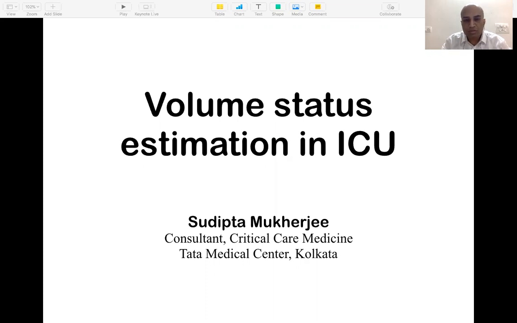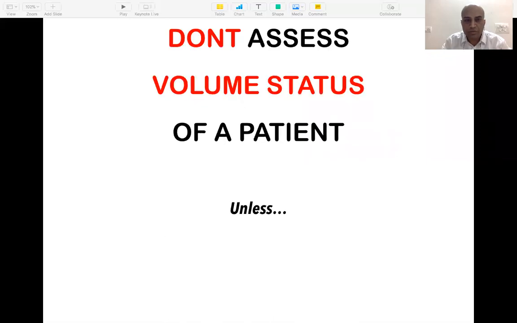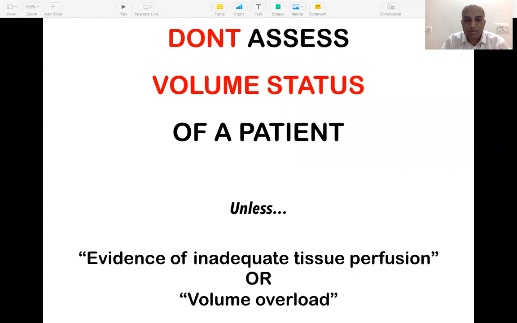Now, volume status estimation in any critically ill patient is extremely difficult and challenging, and so it should always be target driven. My suggestion, and the most important slide of the whole presentation, is: do not assess volume status of a patient unless there is evidence of inadequate tissue perfusion or evidence of volume overload. That means there is a problem at the target organ.